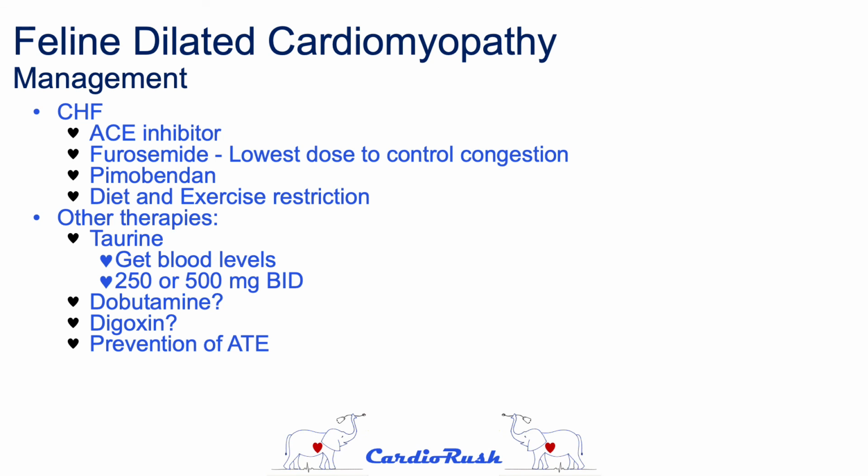Management of cats that have dilated cardiomyopathy can include furosemide, an ACE inhibitor, pimobendan, or a variety of other therapies. Often we would start taurine supplementation until taurine blood levels came back and tell us whether that was an appropriate intervention or not.